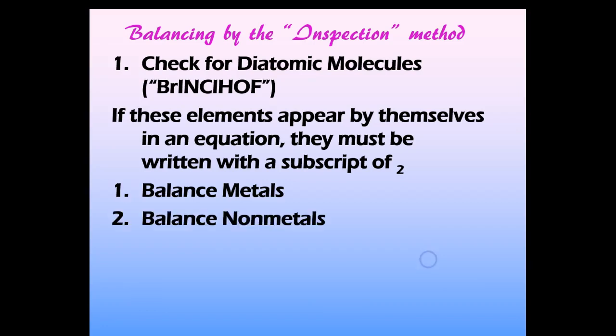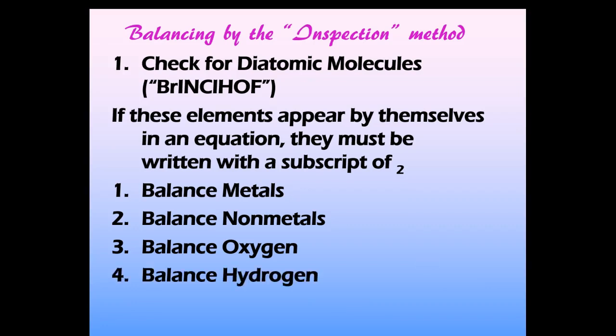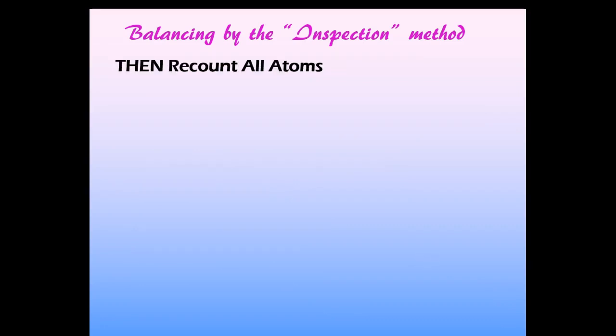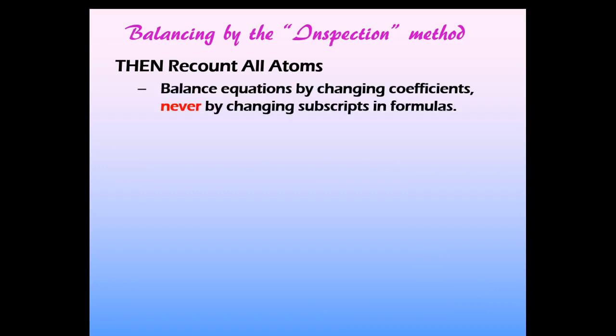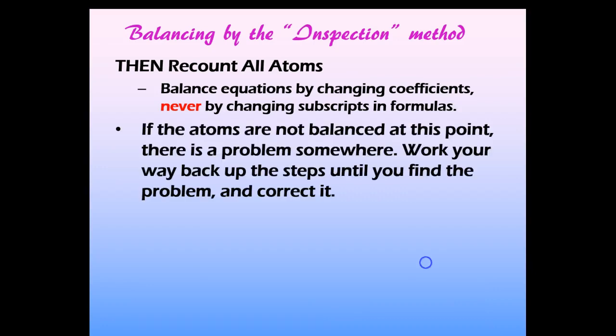Then you balance the metals, you balance the nonmetals, you balance oxygen left and right, and finally you balance the hydrogen left and right, so that the right number of atoms are on each side. Then you recount all the atoms left and right, and you balance the equation by changing coefficients, the number in front of the compound or element formula. You never ever change a subscript in a formula once you have the proper composition.